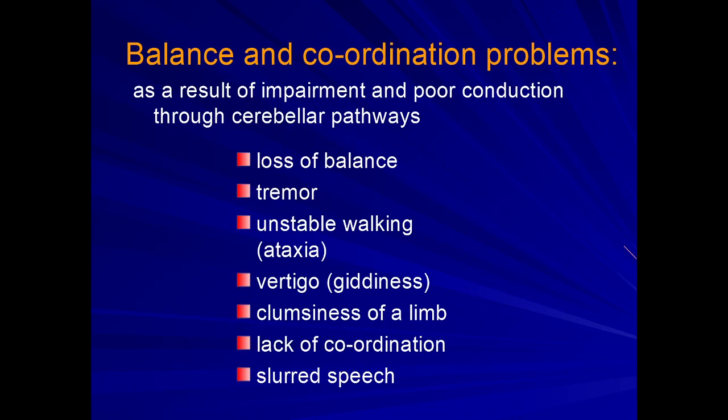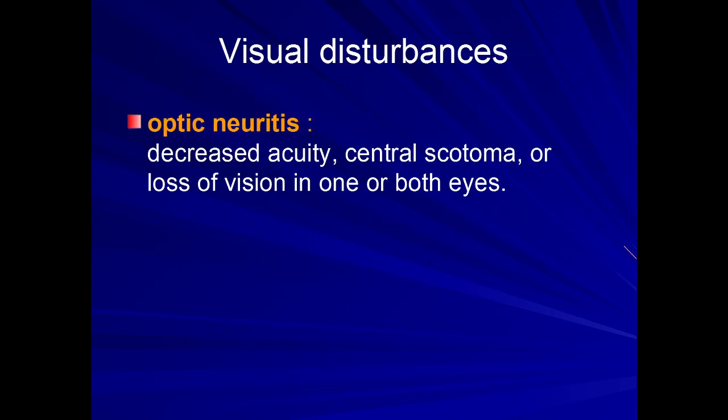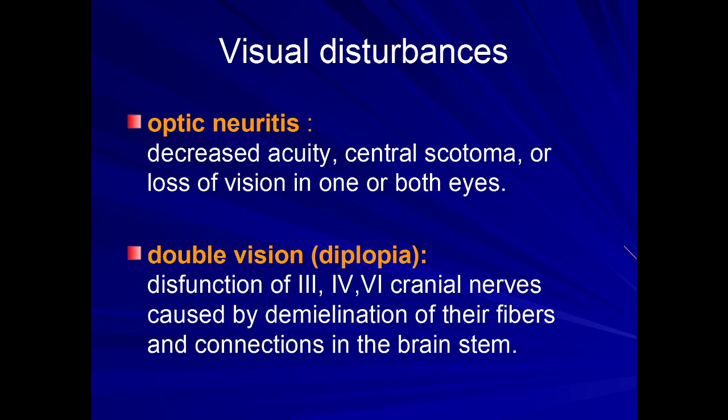If the extrapyramidal system is affected, it will lead to balance and coordination problems, ataxia, tremor, vertigo, clumsiness, lack of coordination, slurred speech. In case of optic nerve involvement, it causes optic neuritis, blindness, or double vision, diplopia, if it affects oculomotor nerves.